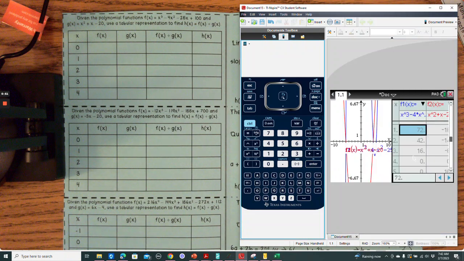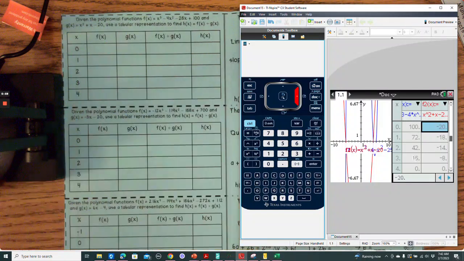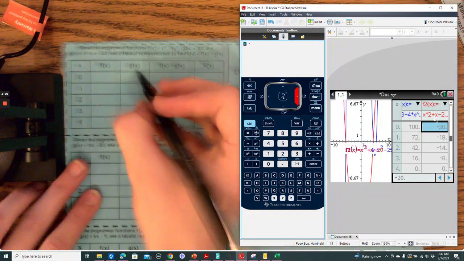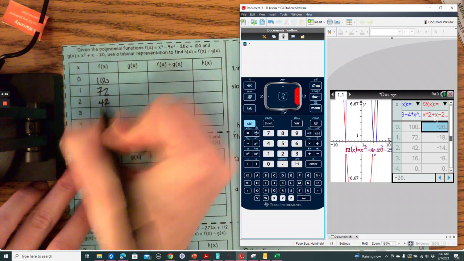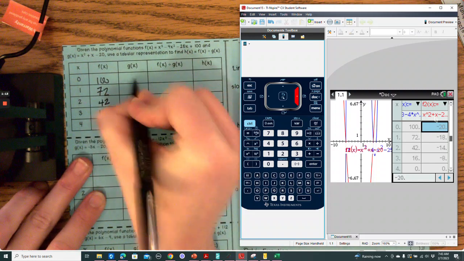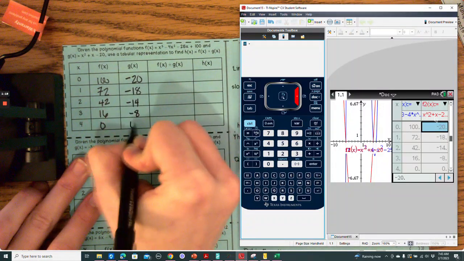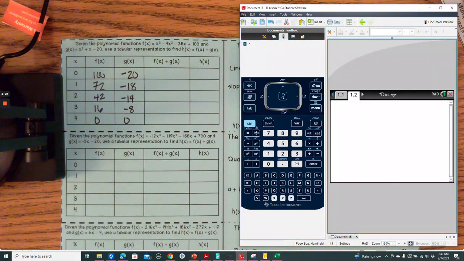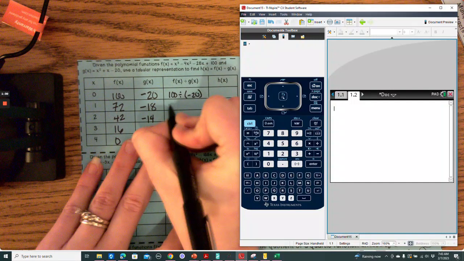And so what I can do here is using this table, I can fill in my table. So f of x, that's the first one, and you can kind of see it in blue right here. And then the red one is the g of x. So I can just fill out my table pretty quick here. Okay. And then what I can do is I can divide those two values. So I can do 100 divided by negative 20 and just keep going down.